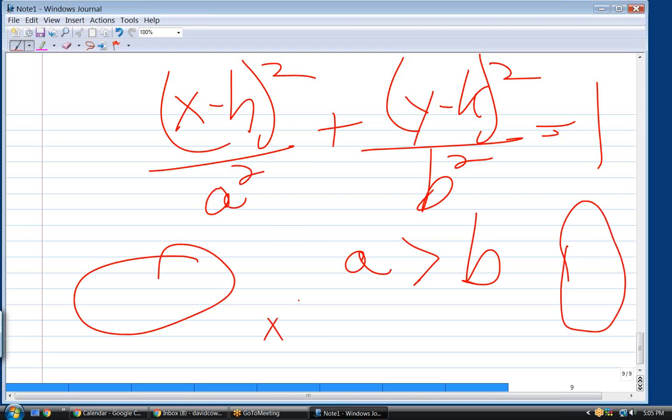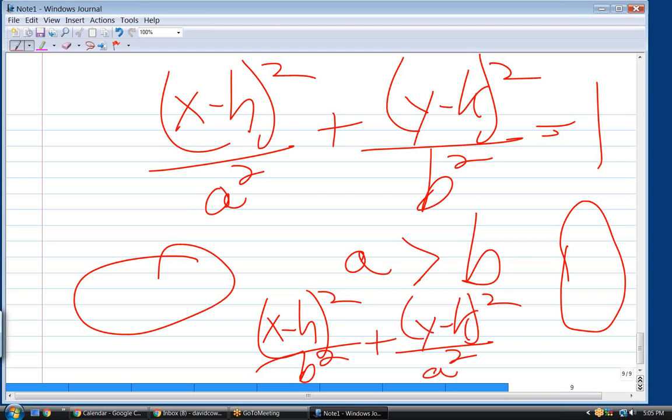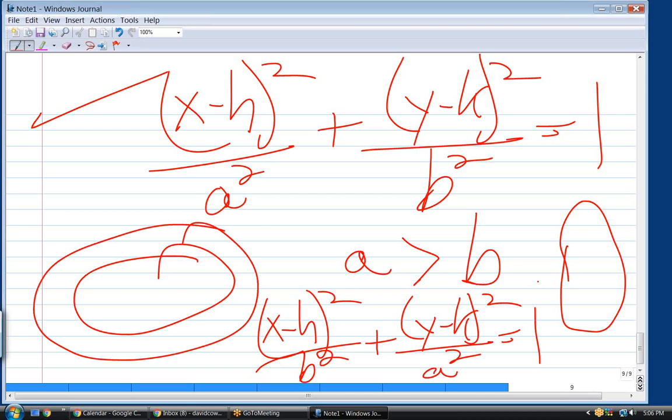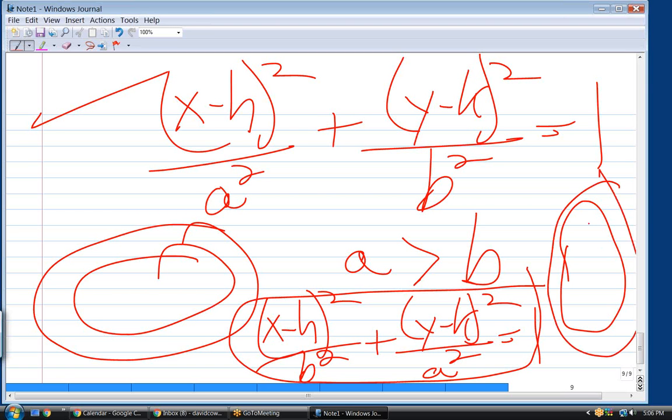In other words, I could also have x minus h squared over b squared plus y minus k squared over a squared equals 1. Notice the difference between these two. With ellipses, A is always greater than B. Not so with hyperbolas. Only with ellipses is A always greater than B. So if you have that kind of an equation, with A greater than B, you have a horizontal ellipse. If you have this kind of an equation, where A is greater than B, meaning A is under the y squared term, then you have a vertical ellipse.